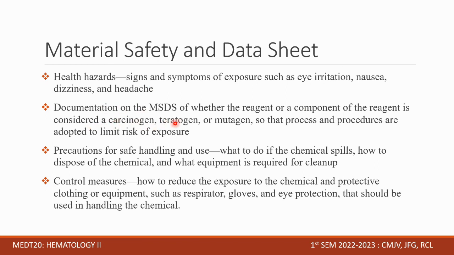Next, we have documentations on whether the reagent or a component of the reagent is considered a carcinogen, teratogen, or mutagen, so that process and procedures are adapted to limit risk of exposure. So we also have precautions for safe handling and use. So what to do if there are chemical spills and how to dispose of the chemical, and what equipment is required for the cleanup. So we have also control measures. So how to reduce the exposure to the chemical and protective clothing or equipment, such as the use of respirators, gloves, and eye protection that should be used in handling the chemical.